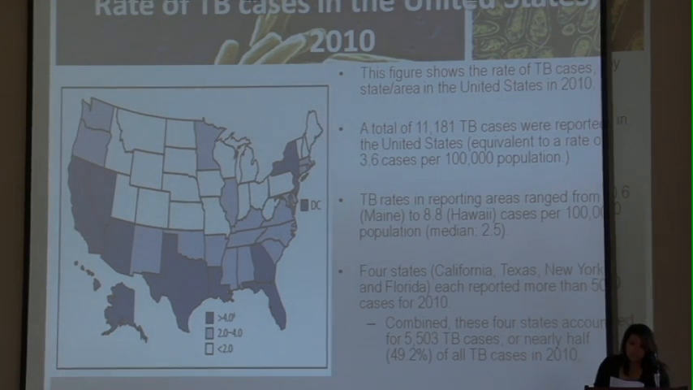TB in the United States. A total of 11,181 TB cases were reported in the United States. TB rates in reporting areas range from 0.6 to 8.8 cases per 100,000 population. California, Texas, New York, and Florida each reported more than 500 cases for 2010. Combined, these 4 states accounted for 5,503 TB cases, or nearly half of all TB cases in 2010 in the United States.